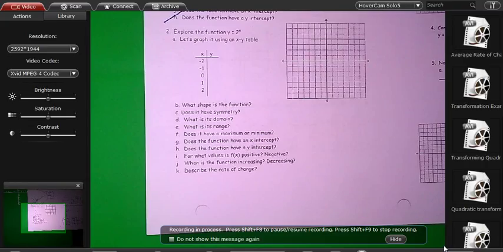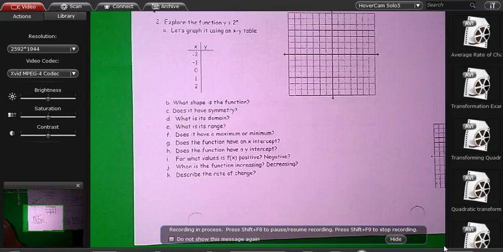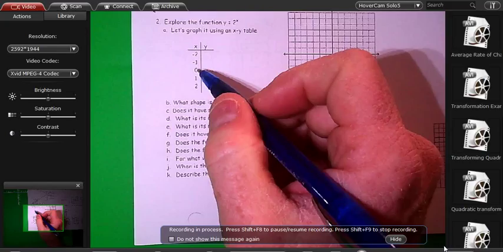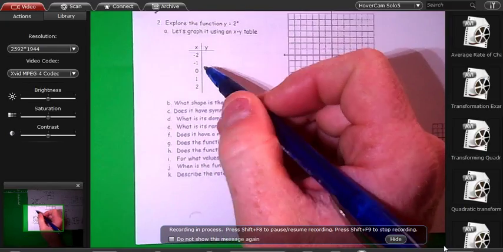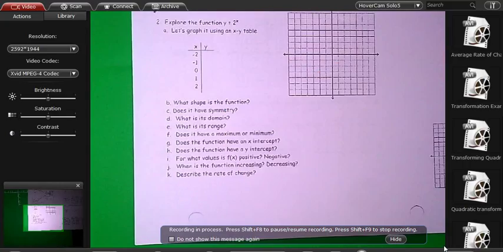Alright, so we're talking about exponential functions today. We're on number 2, which says explore the function y equals 2 to the x. Now, the good thing is we've already seen this. We have already plotted this graph, and we've seen somebody else do it on video. So what we're going to do is use the values that they give us, which are -2, -1, 0, 1, and 2. And we're going to find the associated y values, which we've already seen on video.